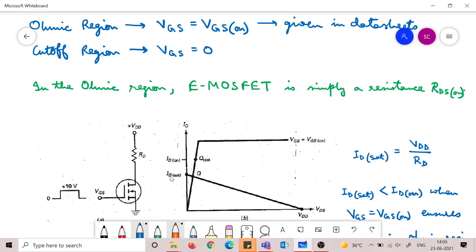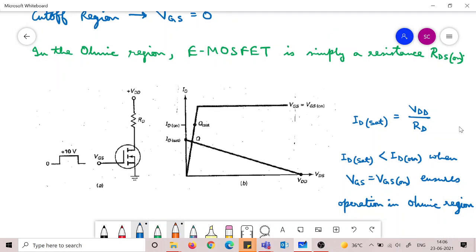Now how to calculate ID sat? It is very simple for this particular circuit. It is nothing but VDD by RD, if you neglect the drain source voltage VDS. You can neglect this because the VDS, you can see, is very small in this region. So roughly you can calculate ID sat as VDD by RD, and now you have to ensure that this is less than ID on. This ID on value is known from the data sheet.